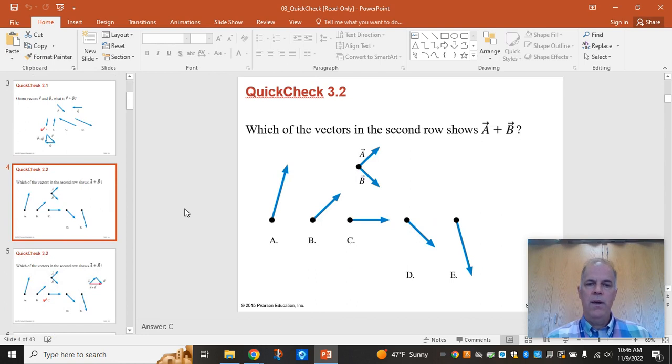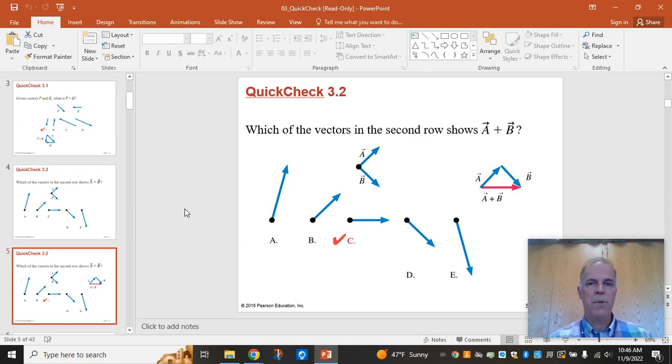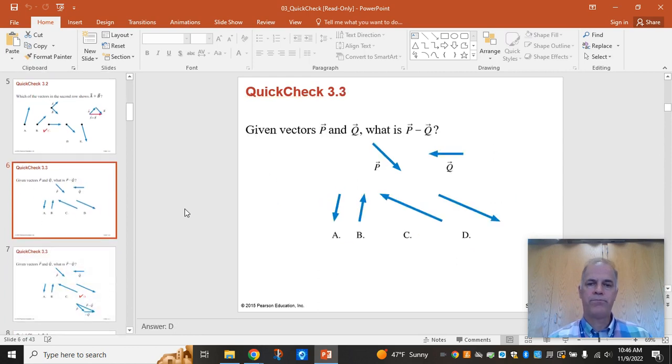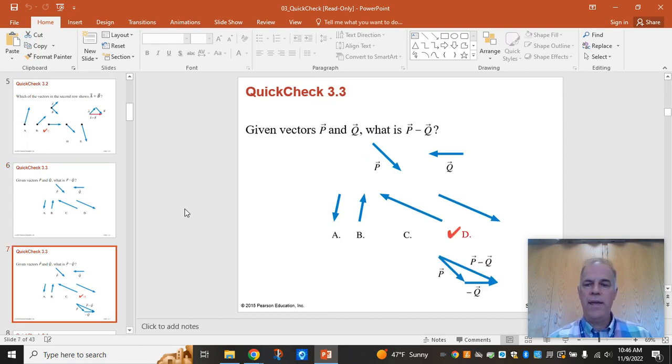Okay, next question. Which vector in the second row shows vector a plus vector b? Here we go in 3, 2, 1. There's the answer. Same kind of idea as before. Here's the next question. Given vectors p and q, what is p minus q? Counting it down, 3, 2, 1, and there's the answer.